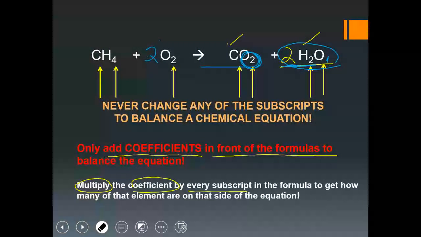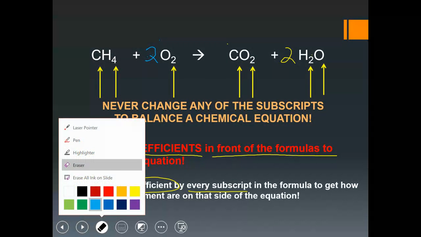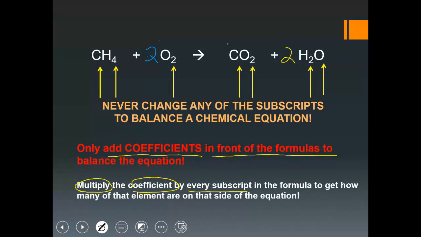So now I would actually have a balanced equation where basically these coefficients are telling us that 1 molecule of methane reacts with 2 molecules of oxygen to give us 1 molecule of carbon dioxide and 2 molecules of water.